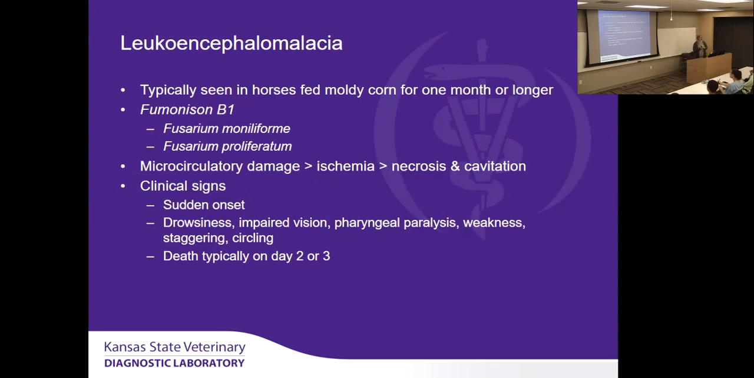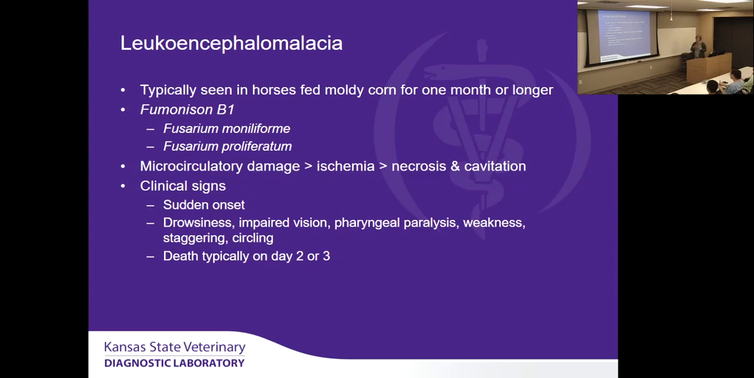Drowsiness is reported often with this, so the horse can literally sort of fall asleep while it's eating or drinking. There's other diseases that can do that, but this one's supposed to do that quite a bit. Impaired vision, as we saw in this one. They can actually have pharyngeal paralysis and stop being able to swallow because the nerves that innervate that part of the body and those muscles stop working if that part of the brain gets affected. So it's really dependent upon where in the brain the lesions are happening.